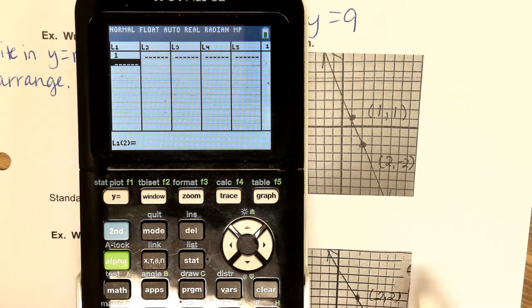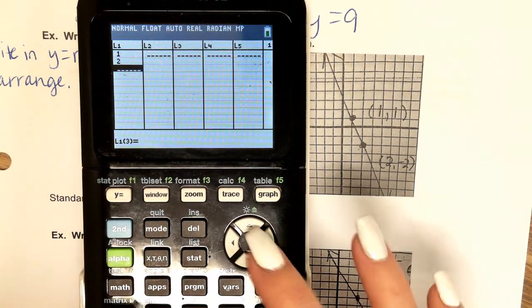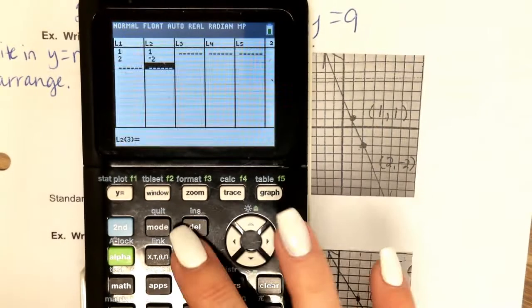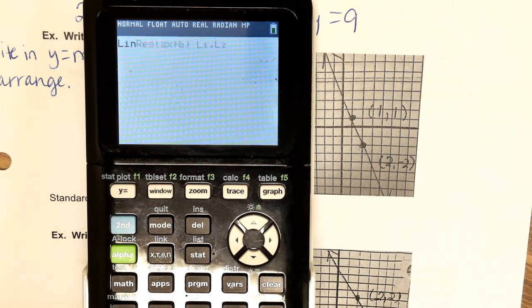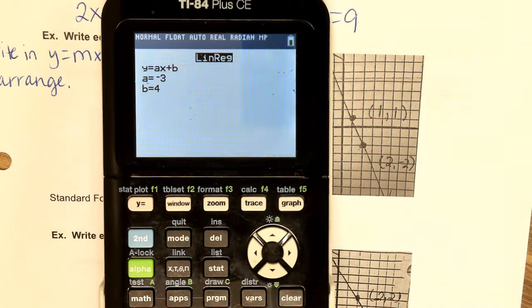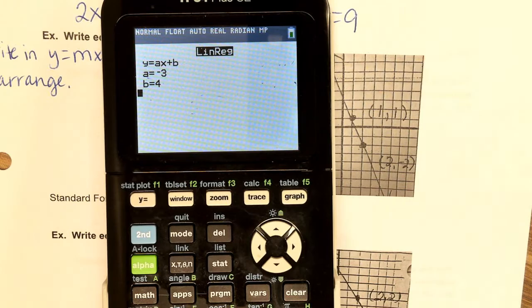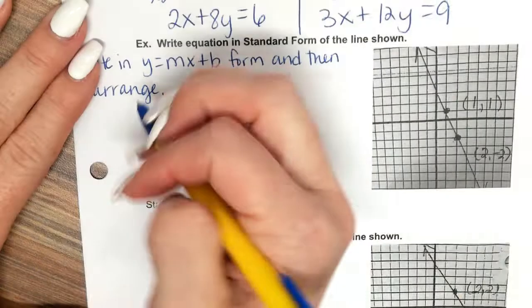All right, remember you're going to put the x's in, so it goes 1, that's the x, and then the next x is 2, and then the first y is 1, and the second y is -2. And then go to stat calc, option 4, and there's your equation in slope-intercept form, yes? So I have y equals -3x plus 4.